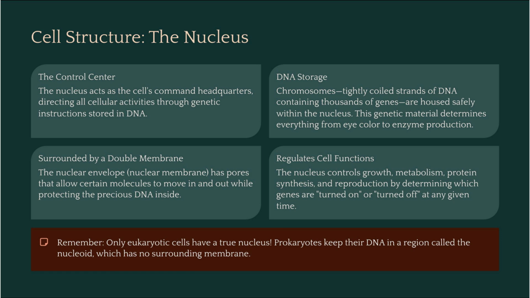For eukaryotic cells, the nucleus is the star of the show. It's the cell's control center and contains all the instructions, the DNA, to build and operate the entire cell. Think of it as the cell's head office with the main supercomputer. It dictates when the cell should grow, what proteins it should make, and even when it should divide. It's the ultimate brain of the operation.